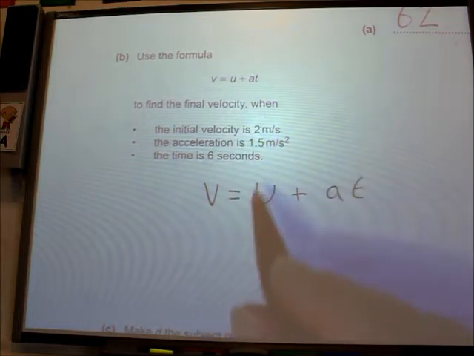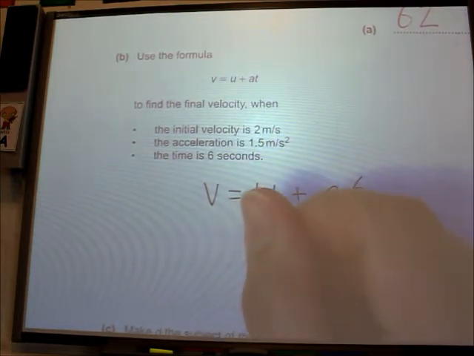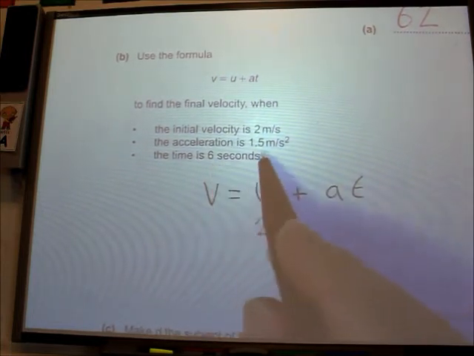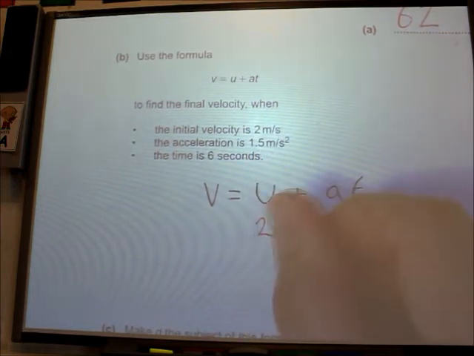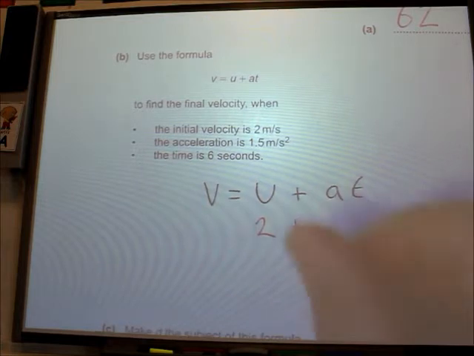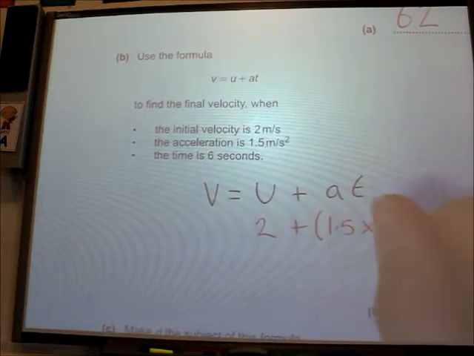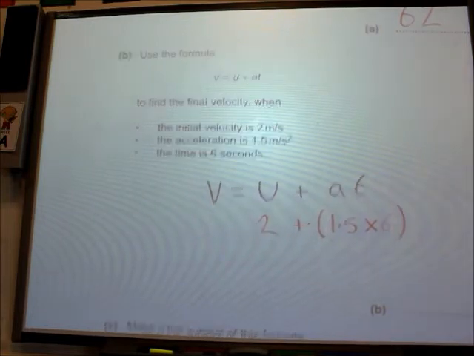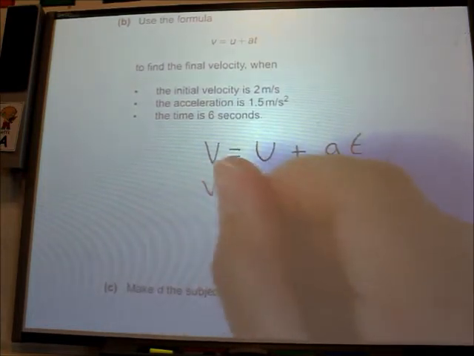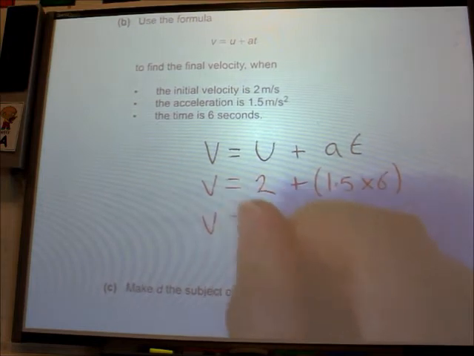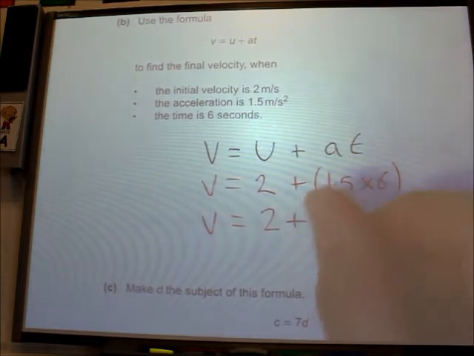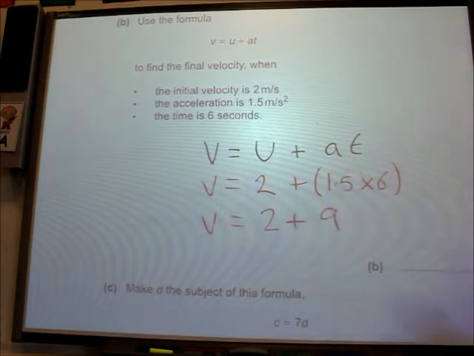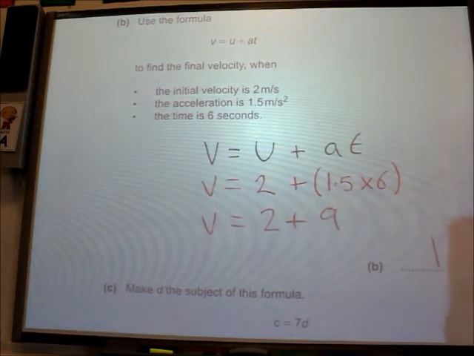So the initial velocity is 2, so I'm going to put a 2 under here. The acceleration, oh okay, fair enough, so it's something different, is 1.5, so you add on, and you're timesing these, so I'll put this in brackets, 1.5, and the time is 6. So you need to work out that, so velocity equals that. Let's work the bracket out first. Velocity equals 2, add, use your calculator, 1.5 times 6 is 9, so velocity is 2, add 9, so the velocity is 11.